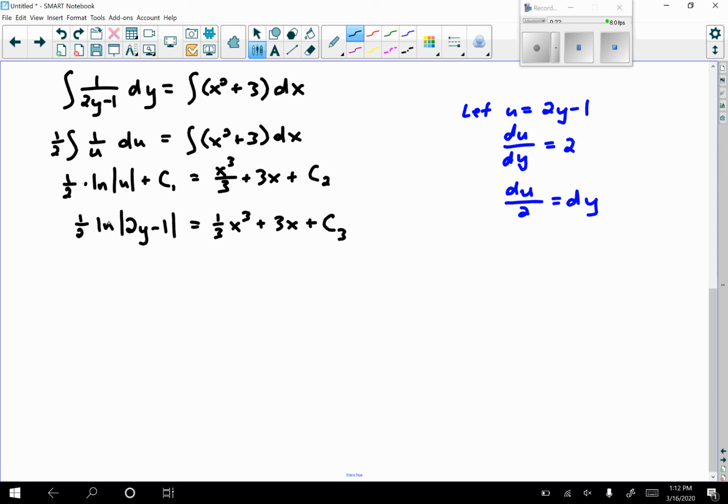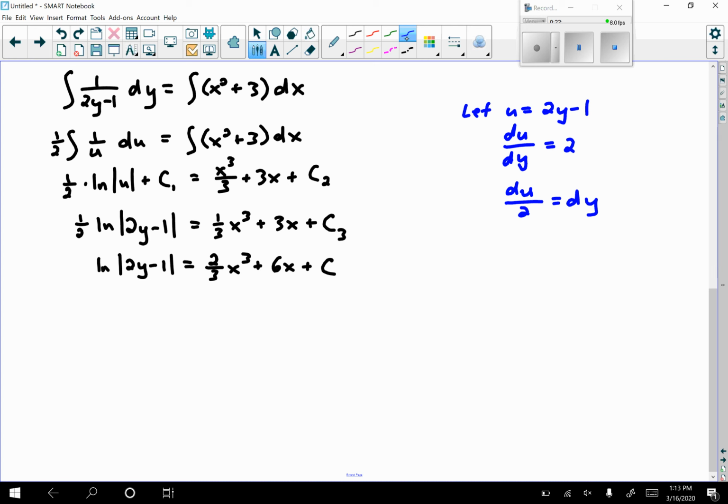Next, I want to multiply both sides by 2, so this will give me the natural log of the absolute value of 2y minus 1. I'm going to double everything over here, so we're going to get 2/3 x cubed plus 6x. I think this should be my final constant here, so I could call this just c.